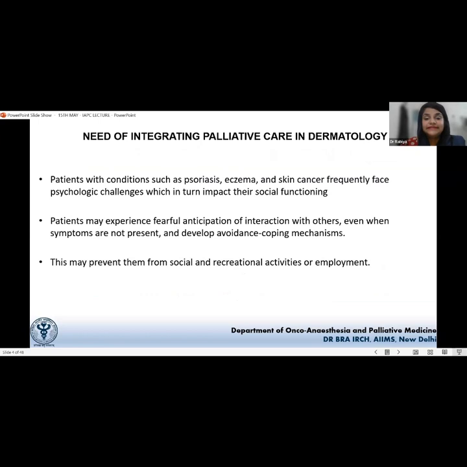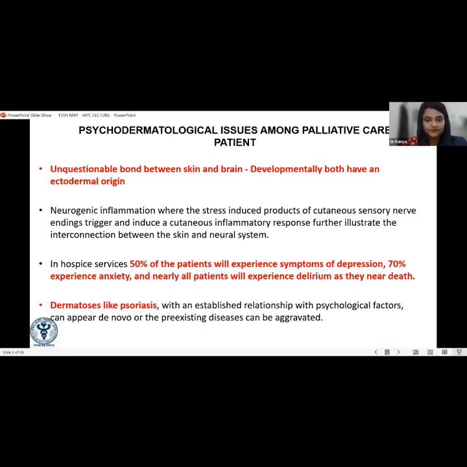Now, why is there a need for integrating palliative care in dermatology? Patients with conditions like psoriasis, eczema, and skin cancer frequently face psychological changes, which in turn impact their social functioning. They may have fearful anticipation of interaction and symptoms, even if the symptoms are not present, and develop avoidance coping mechanisms. This may prevent them from social and recreational activities or employment.